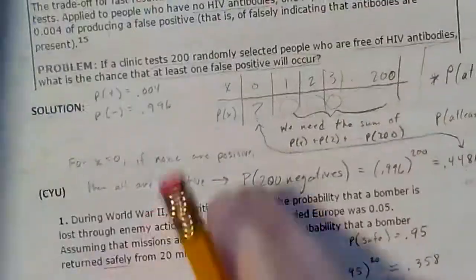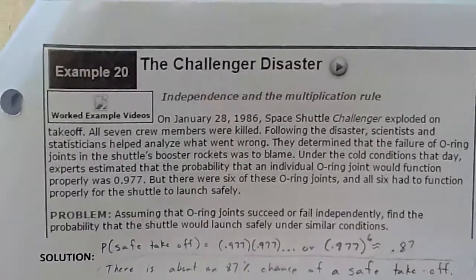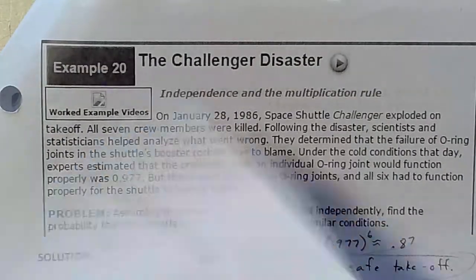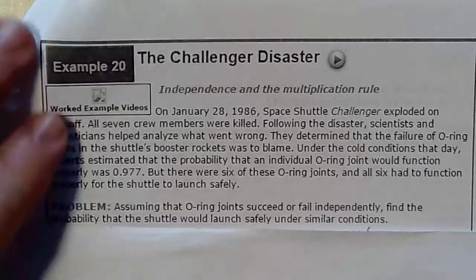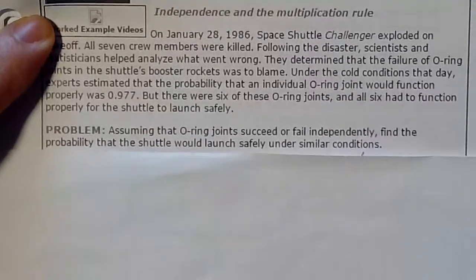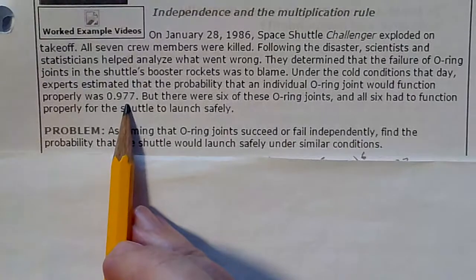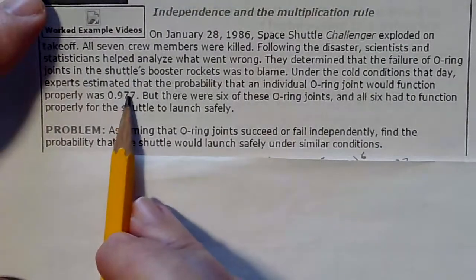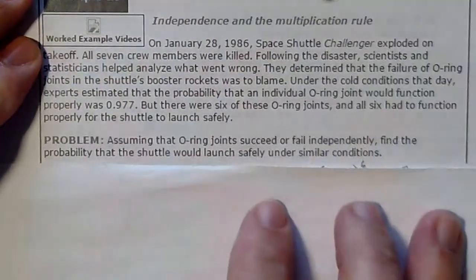Okay. All right, so let's take a look at example 20. The Challenger disaster. Take a moment to read that, or pause. I'm not going to sit here and wait, so pause and read it. Okay, so early on, once you start reading this, like, all right, 0.977, that's even kind of low for sending people to space. You want that to be as close to 1 as possible. So even closer would be a good thing.